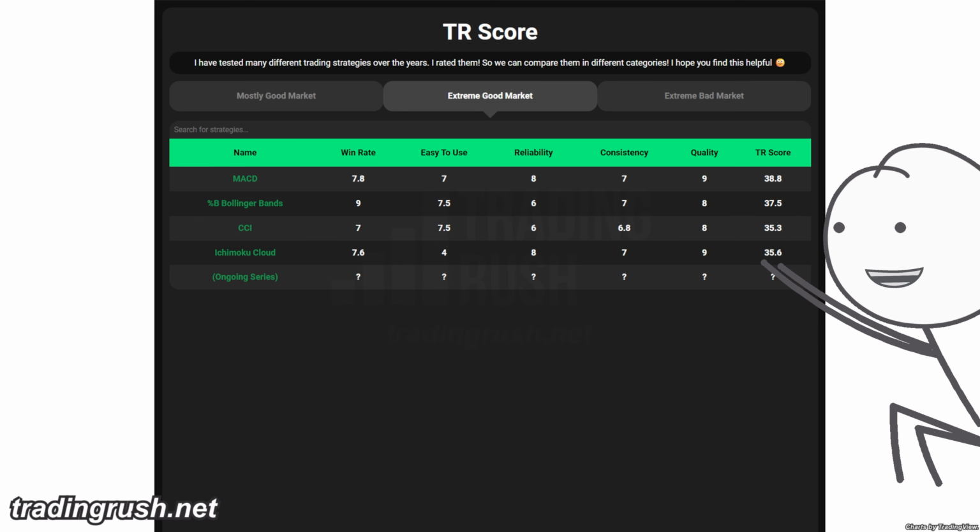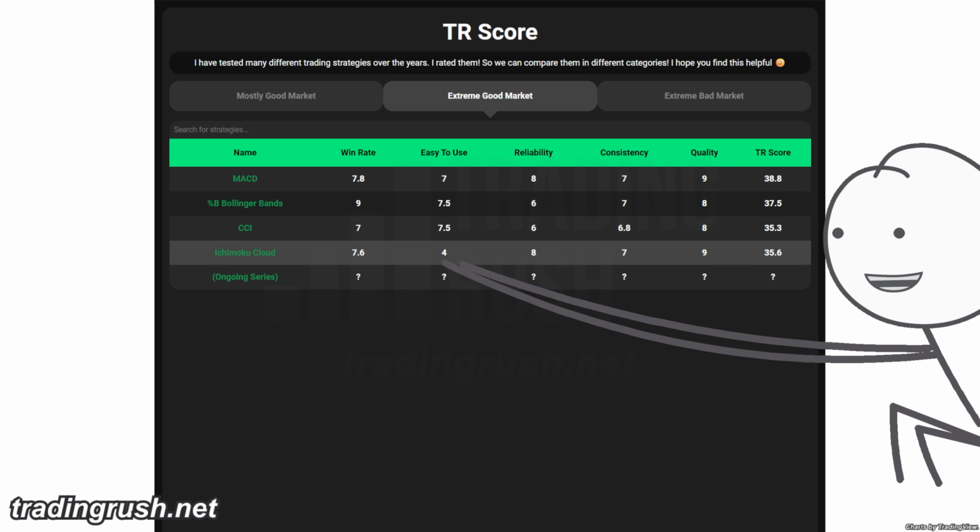And that brings the TR score for the extremely good market to 35.6. We have tested strategies that got a higher TR score than this. Even though Ichimoku got really good scores in most categories, the total TR score dropped because of its messy-looking appearance. If it were a simple indicator like the rest, it would have been near the top.